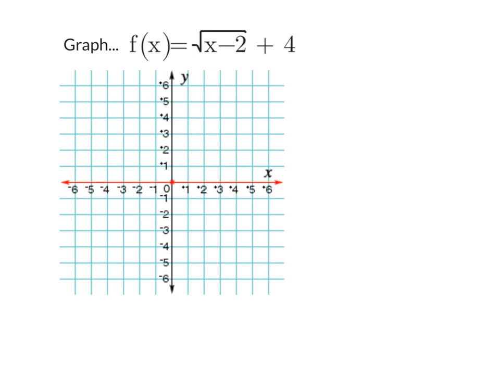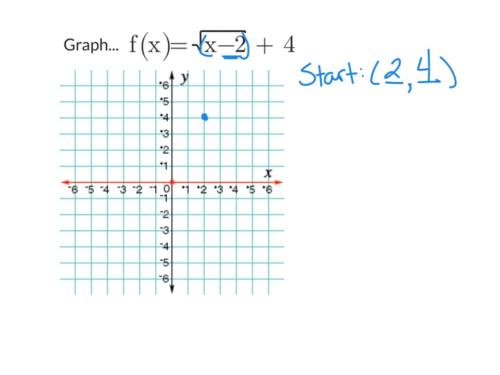So let's graph a couple. If we're looking at f of x is equal to the square root of x minus 2 plus 4, our starting point has moved from the origin. The x-coordinate of our starting point is going to be the opposite of that -2, so +2. It's actually the value that's going to make what's inside of the square root equal to 0. Then +4 is our y-coordinate. So we're going to start at over 2 and up 4.